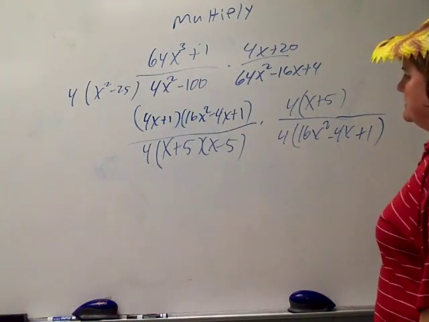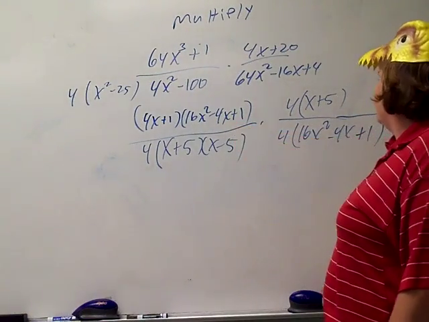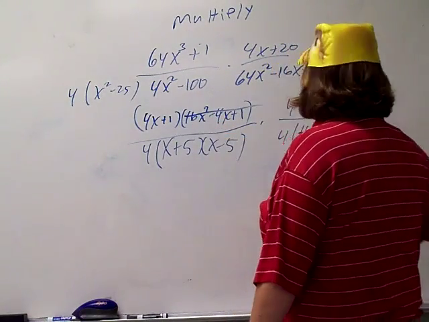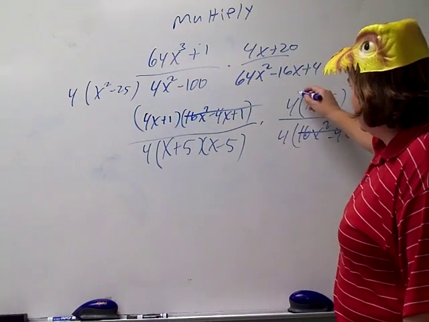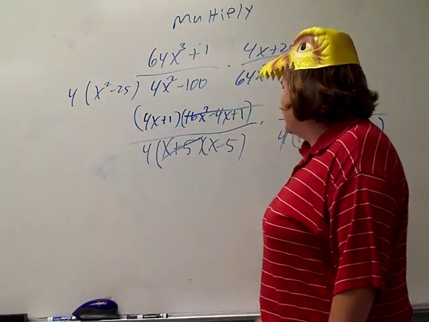Now, if I can ninja anything top and bottom, this is the time to do it. First off, I notice these trinomials are the same. 16x squared minus 4x plus 1, 16x squared minus 4x plus 1. Shh, they're gone. Right here, I've got some 4s while I'm at it. 4 and 4, shh, they're gone. x plus 5, x plus 5, shh, they're gone.